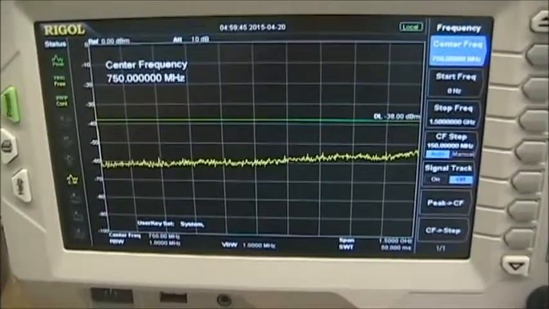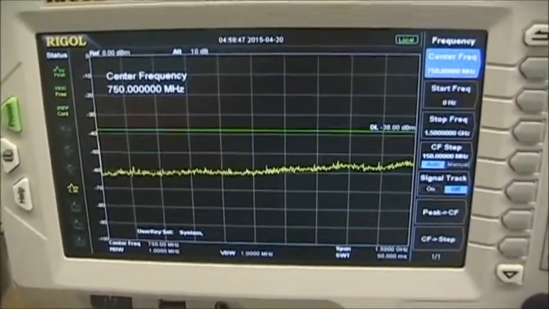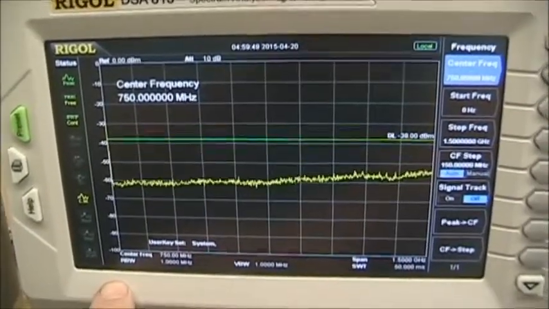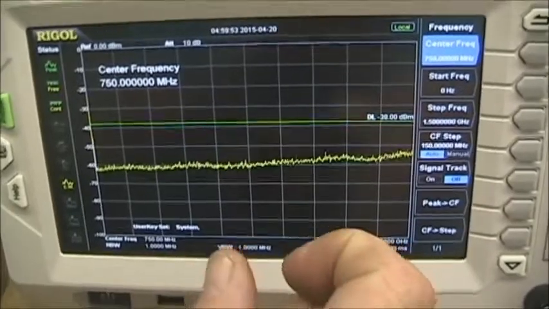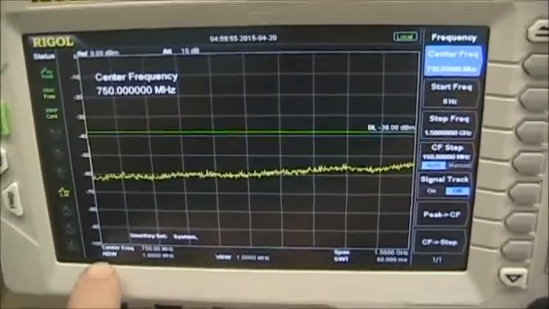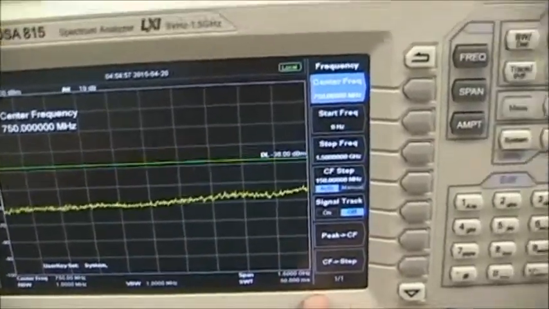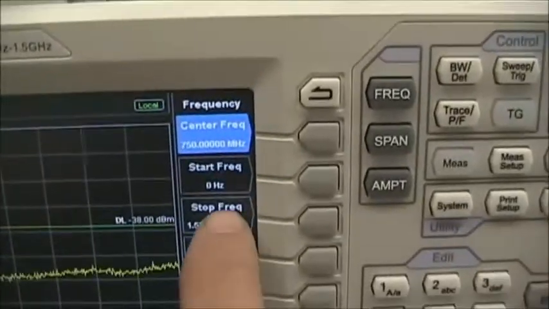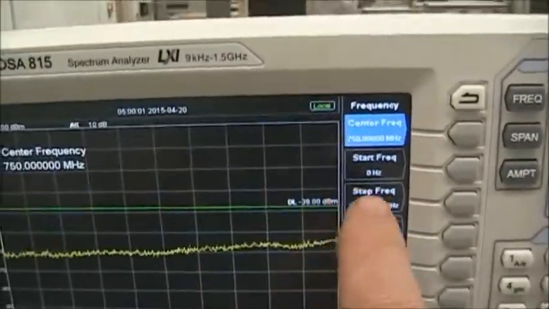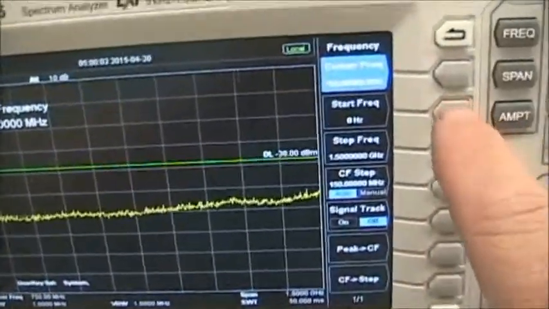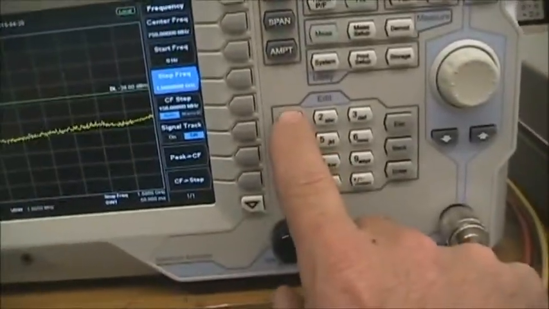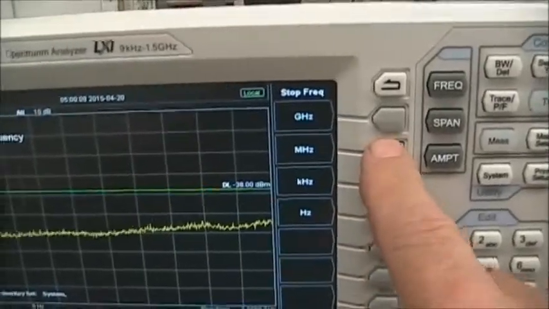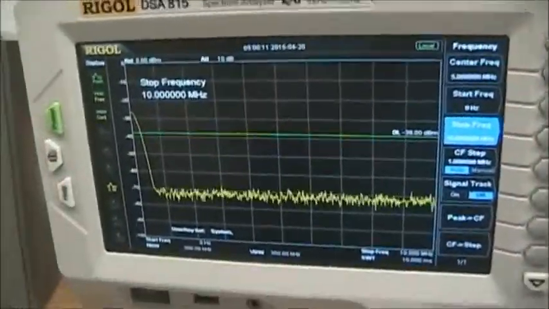Now the signal we are going to work with is a 1 megahertz signal. So in order to see that properly, we need to narrow the frequency range we are going to look at. So instead of looking 0 to 1.5 gigahertz, the stop frequency, we're going to look from 0 to 10 megahertz. So simply press stop frequency, type in 10 megahertz, and we see a new display.